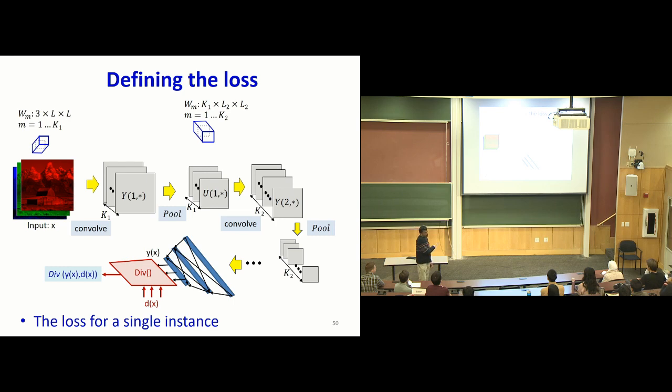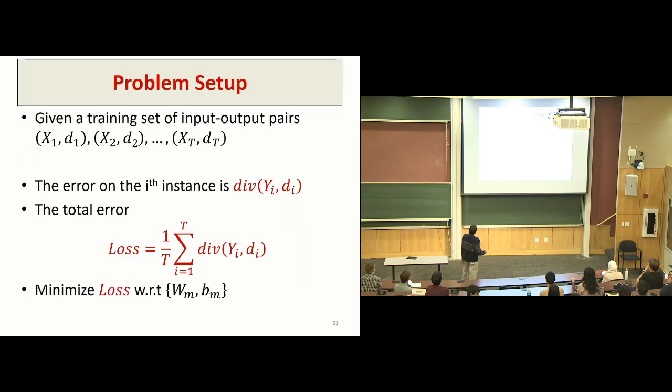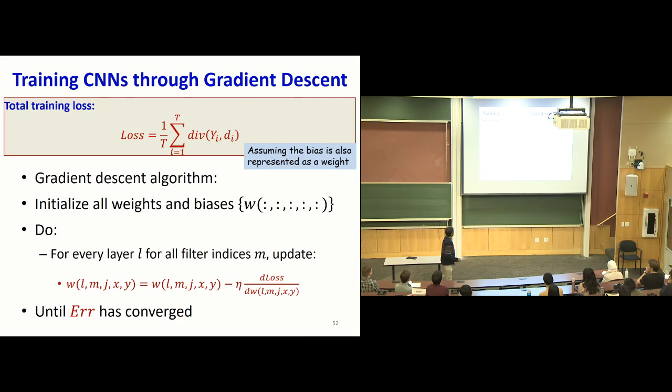And so now you have a divergence which is defined between the output of the network and the actual output that you want it to produce. And subsequently, you're going to compute derivatives. So here's what the loss looks like. You're given a collection of training samples. For each training sample, you can compute a divergence. The overall loss is the average divergence over the entire training set.